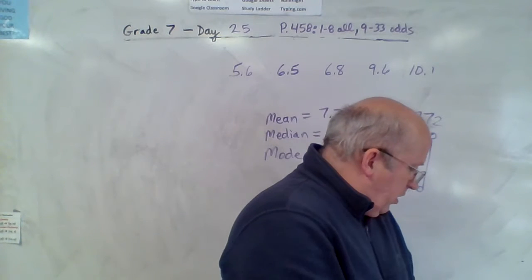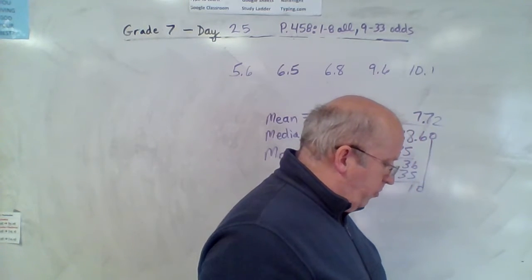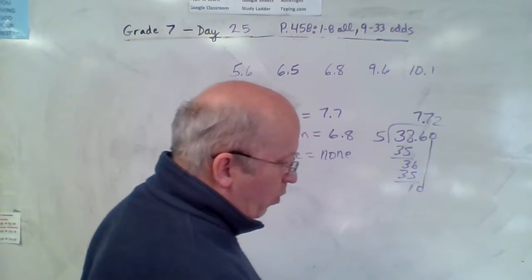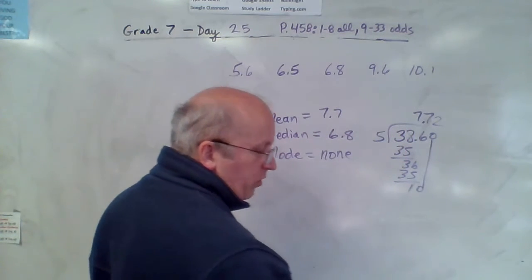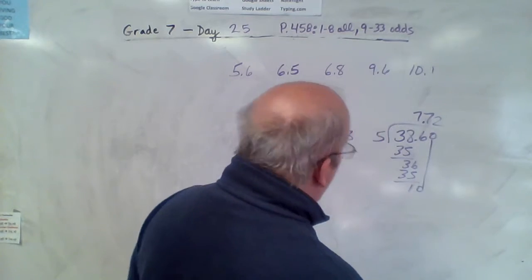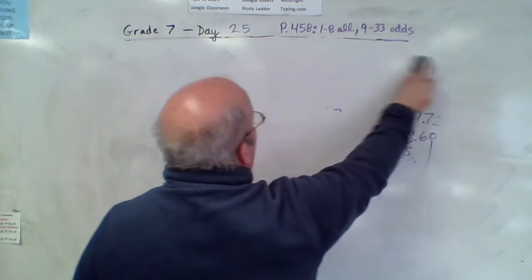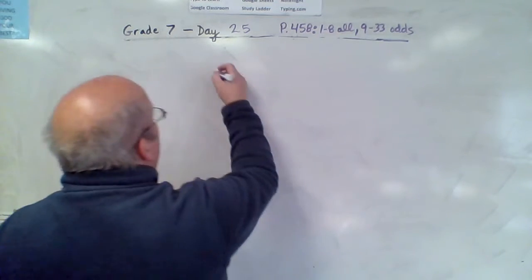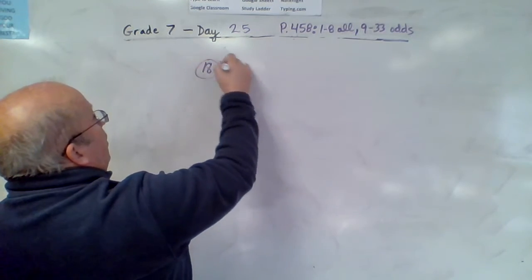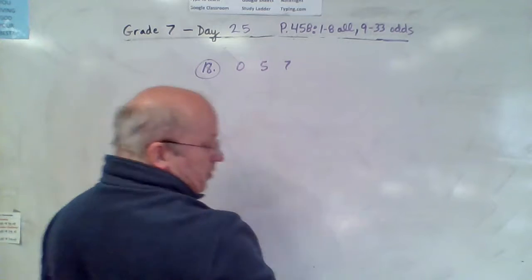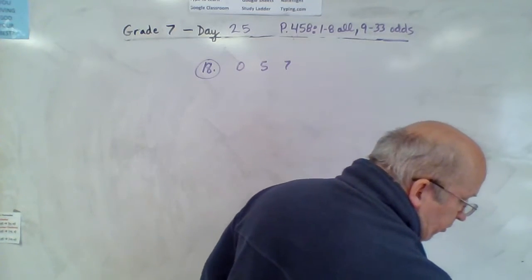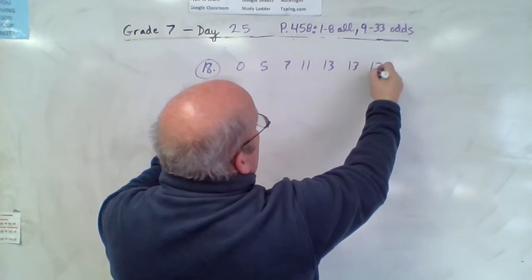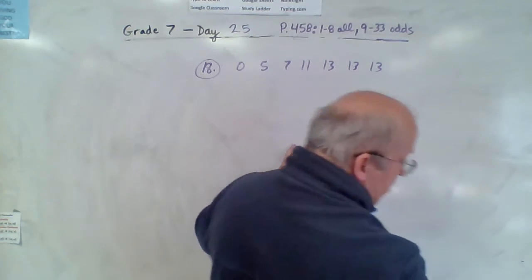Let's jump down to 18 and 20 at the bottom. We're supposed to find the range, the median, the upper and lower quartiles, the interquartile range, and any outliers if there are outliers. Number 18, we'll start with that. The data is 0, 5, 7, 11, 13, 13, 13, 14, and 15.